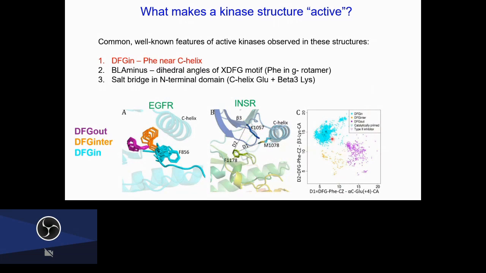You can't really see them, but the diamonds here are the catalytically primed structures that we looked at in the last slide. DFG-out structures are down here. The phenylalanine is close to the lysine, but far away from the C helix. Type 2 structures are also represented in here, as circles or diamonds that you probably can't see too well. What we also looked at were the dihedral angles that help place the aspartic acid and the phenylalanine.